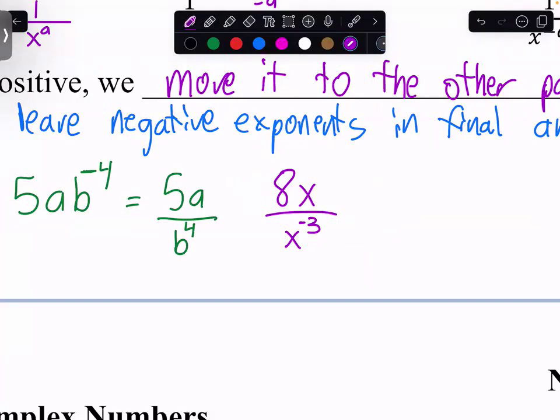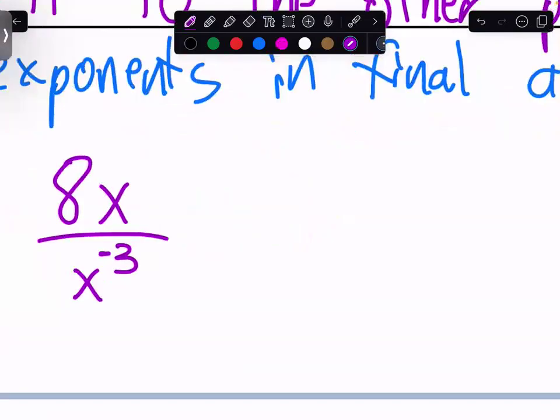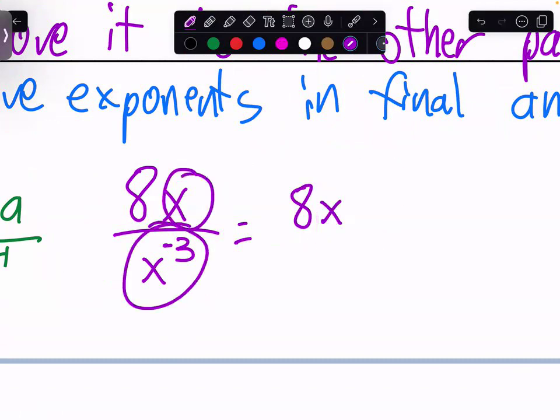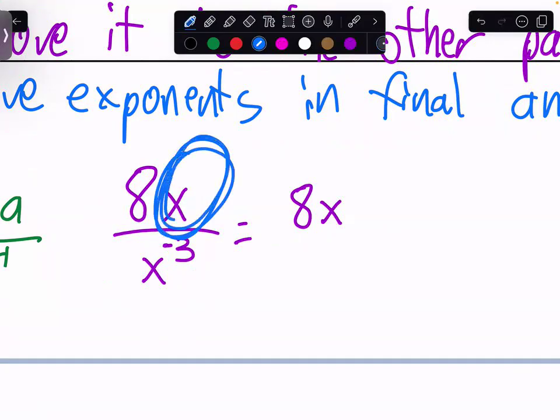Okay, so we have 8x over x to the power of -3. Okay, so there's a couple different ways we could approach this one. But the way I'll show it, we know that when you divide two terms, you subtract their exponents. Okay, so we're going to keep the 8 where it is, but to get a single x instead of two different x's, we need to subtract their exponents. Okay, so the exponent here is invisible 1.